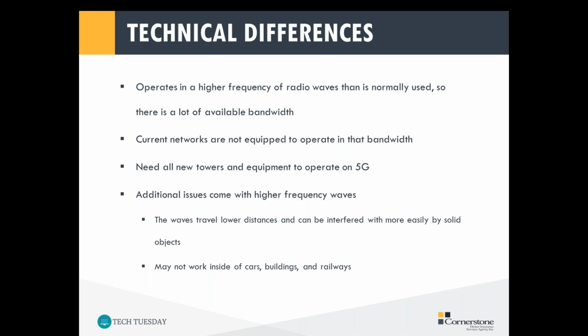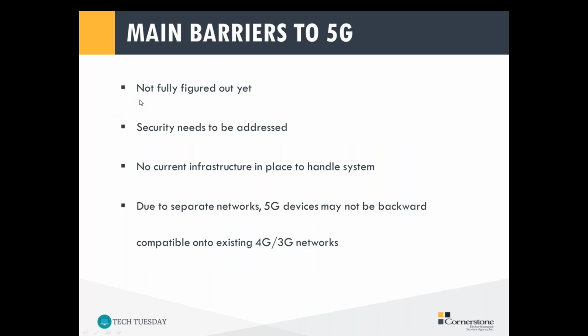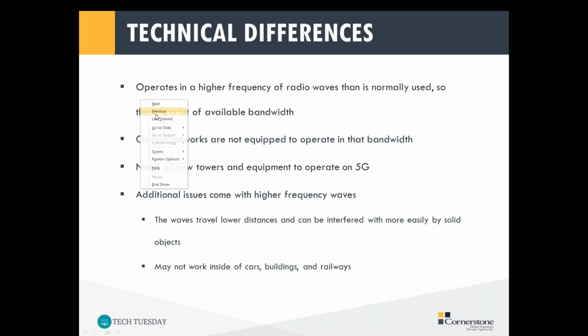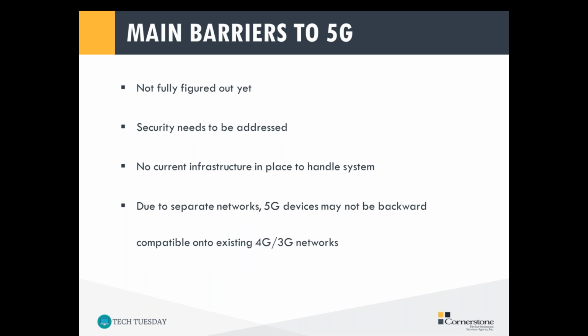Instead of easily being able to transfer between like Cincinnati and Dayton, you'd be able to transfer maybe a third of that distance instead. And it's more easily interfered with, so that adds possible data loss into the equation. Like I said, it's not fully figured out yet. But that also means that it might not work inside of cars, buildings, railways. We're really not sure. Until the technology gets further ahead, it's going to be difficult to know where you're going to be able to get 5G.